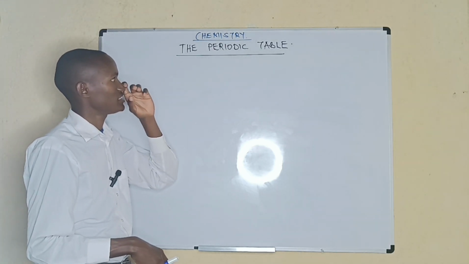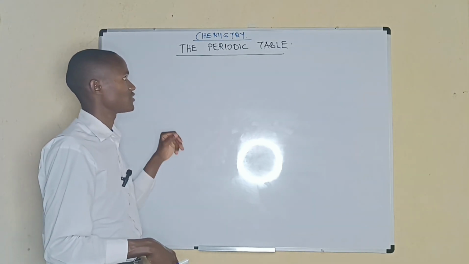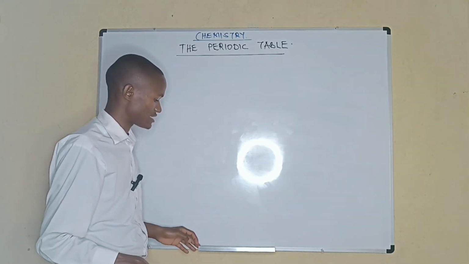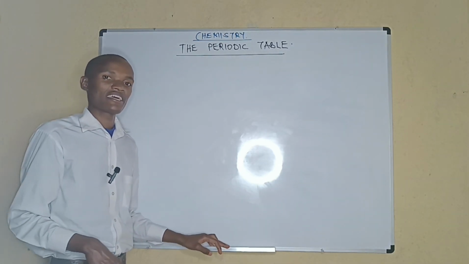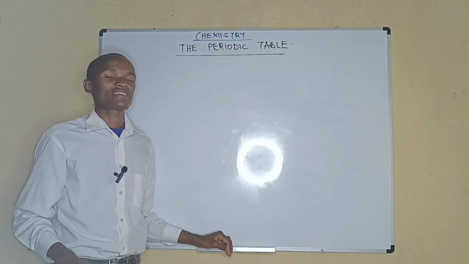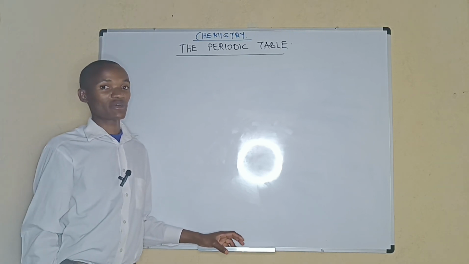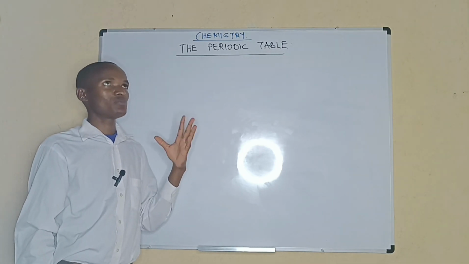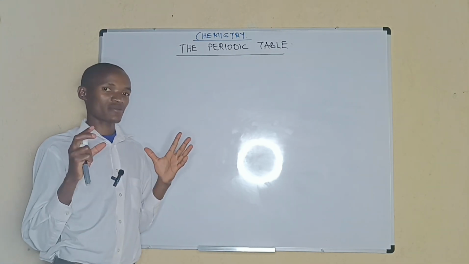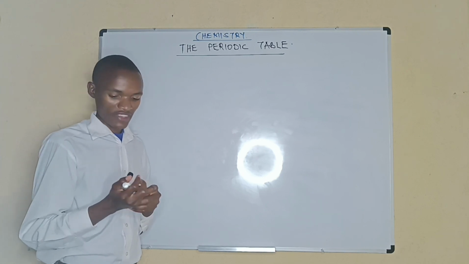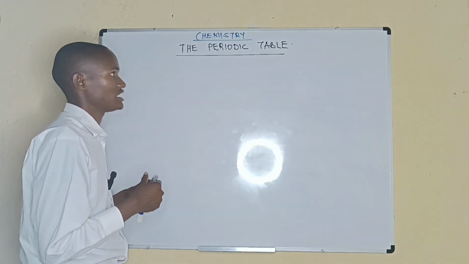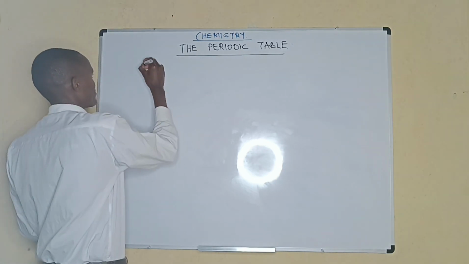We can also define elements. As you have seen, the table is made up of elements, and an element, from Form 1 chemistry, is a pure substance that cannot be split into simpler substances through chemical means. So, with the two definitions, let us look at the first 20 elements of the periodic table.